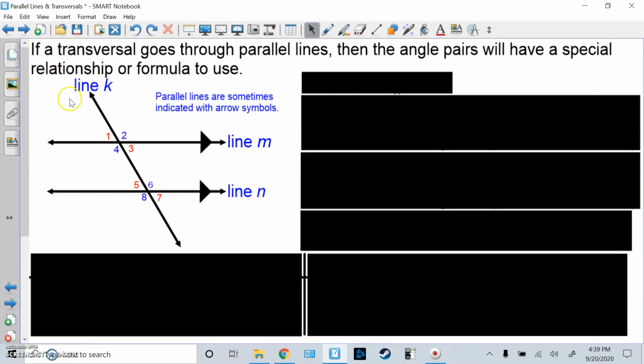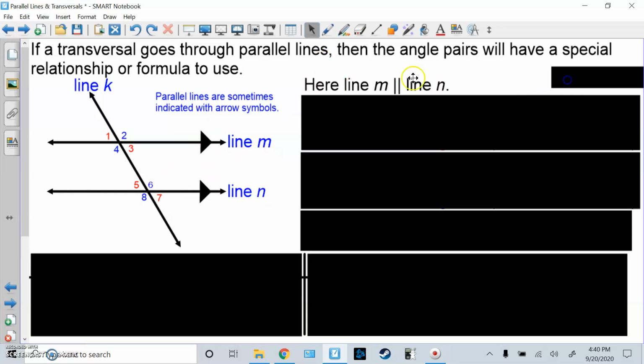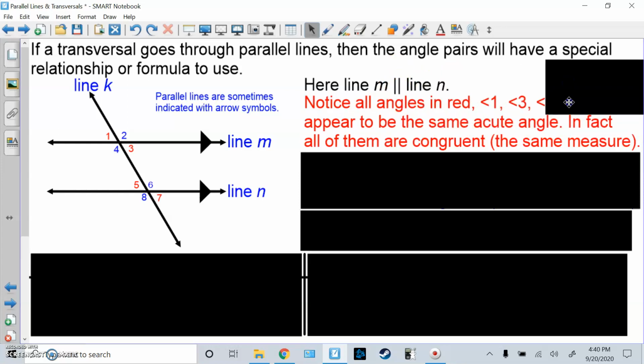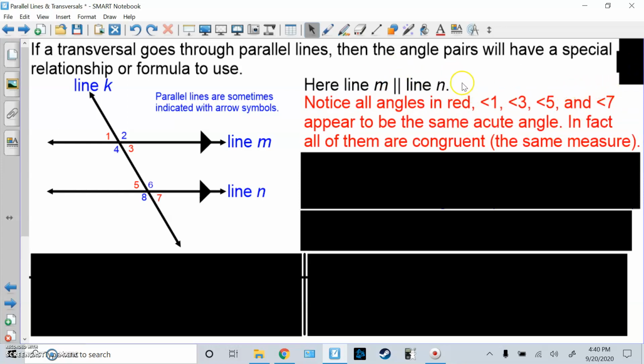Alright, now if a transversal crosses two parallel lines, then the angle pairs have a special relationship or formula that we can use. So here's line K, and line M and N are parallel. Remember, parallel lines have those arrow symbols, or they can say it like this: M parallel symbol, line N. Alright, notice that all of the red angles, so angle 1, 3, 5, 7, look acute. And actually, they are all congruent.